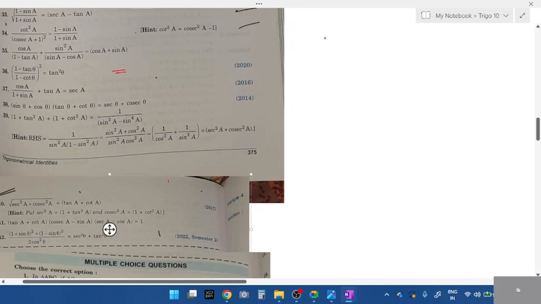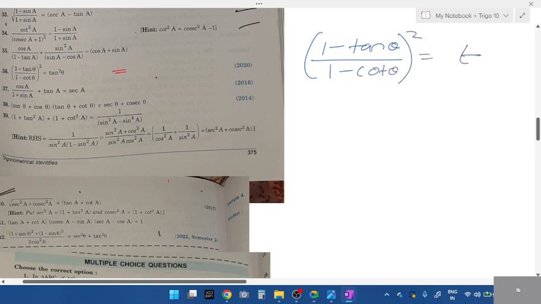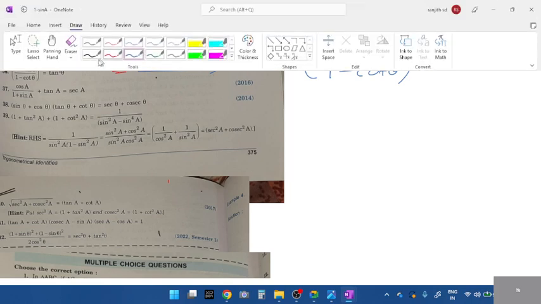2020. Copy this question and write the date beside it, students. Write the date, all of you. 1 minus tan square, 1 plus cot theta, the whole square should be equal to tan square theta. Copy this question, all of you, and write 2020 beside it. This is a 2020 question.